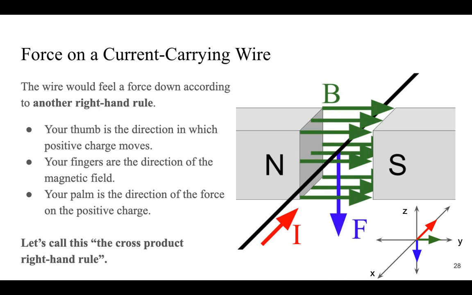So your thumb is the direction of the positive current. The direction your fingers are pointing in is the direction of the magnetic field. And notice, if you're doing this with your right hand, your palm is facing down. So that's the direction of the force. So this is another right-hand rule. We can call this the second right-hand rule, or you can call it the cross product right-hand rule.